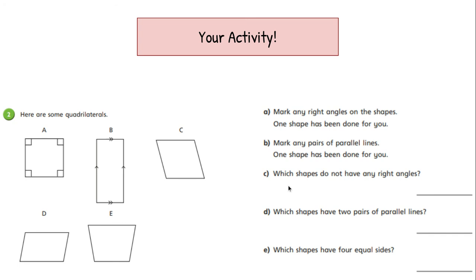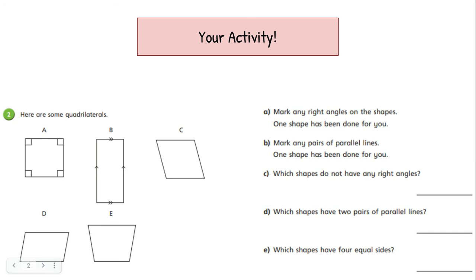B, mark any pairs of parallel lines. What helps us with parallel lines, you'll see on shape B, they are marked like this. And these are the symbols for showing parallel lines. So one arrow means one set of parallel lines, and when you've got two arrows like this, that means there is the second set of parallel lines. So use shape B to help you find parallel lines on the other shapes.